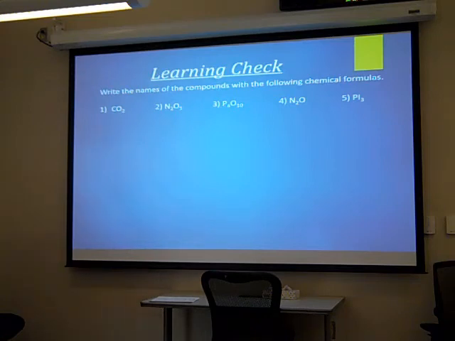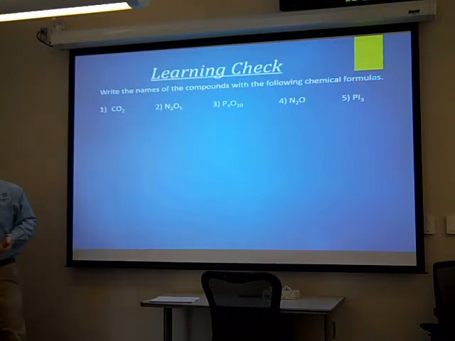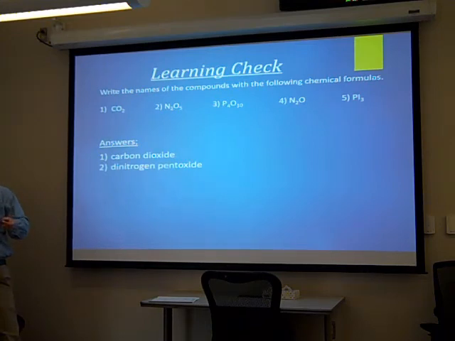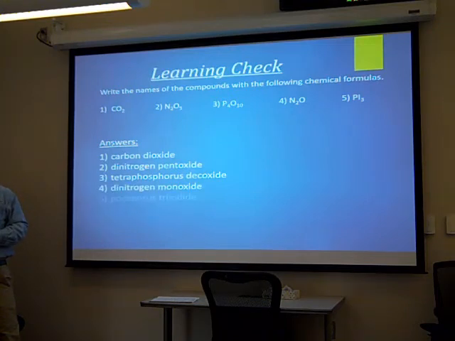You know how we dropped that A for oxide? We don't drop the I for triiodide. It's really weird. You actually have two I's. It's kind of weird looking. The O is the only one we drop letters for. So carbon dioxide, dinitrogen pentoxide, tetraphosphorus decoxide, dinitrogen monoxide, and phosphorus triiodide.